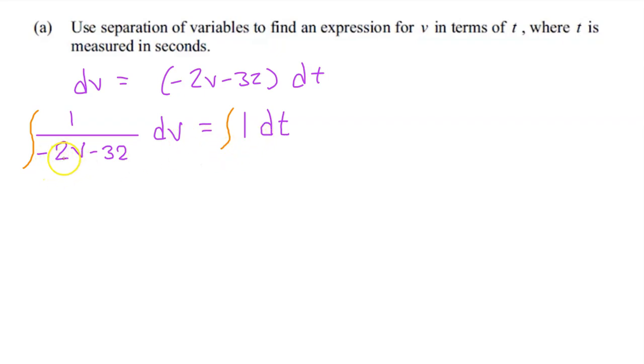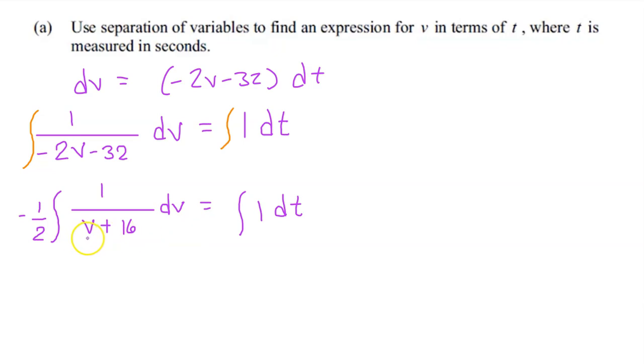But I think I would like to factor out the common factor of negative 2 from the denominator. For a brief moment we have this, but we realize that we can take this negative 2 out of the denominator and put it out front as a negative 1/2. Whoops, I forgot the dv for a second there. So now we can integrate the left side of the equation by doing a little bit of mental u substitution. I'm going to think of this as 1 over u.